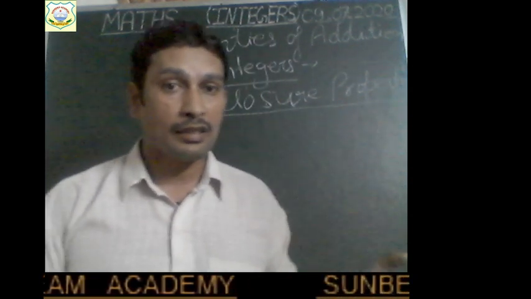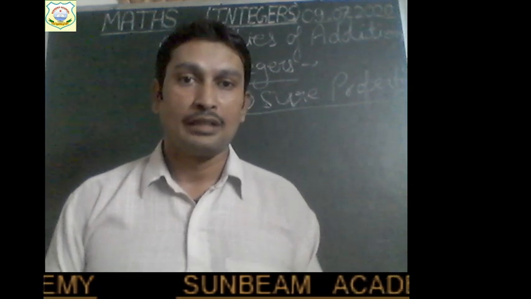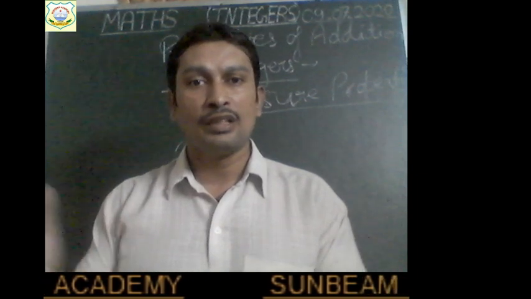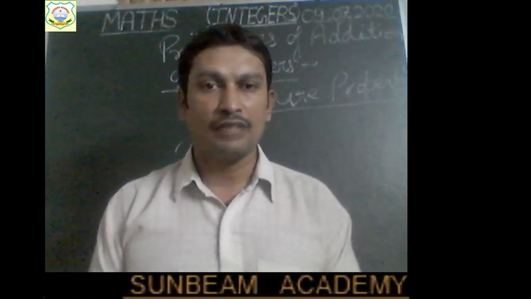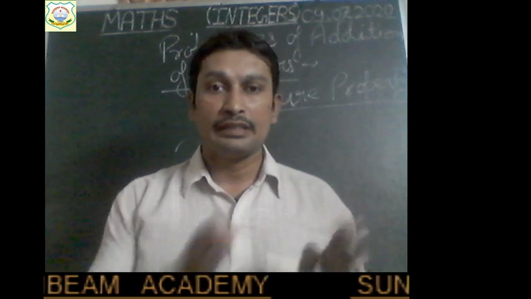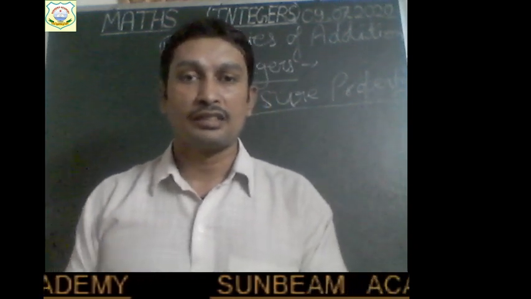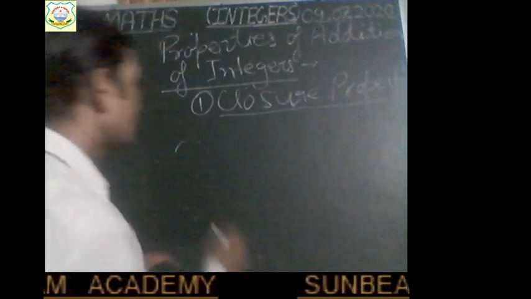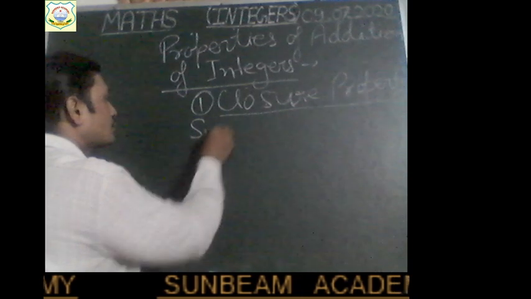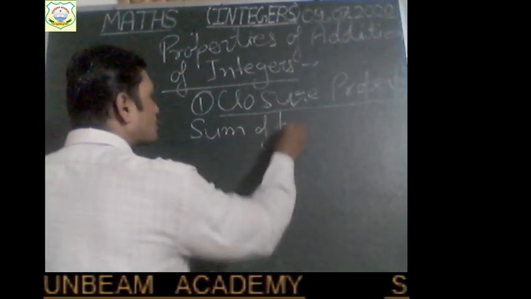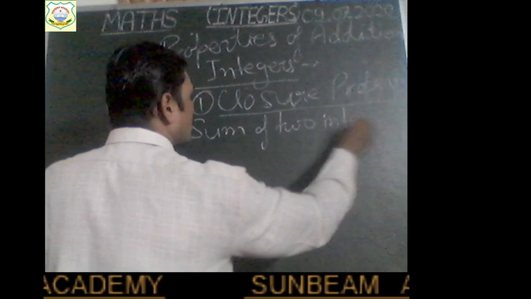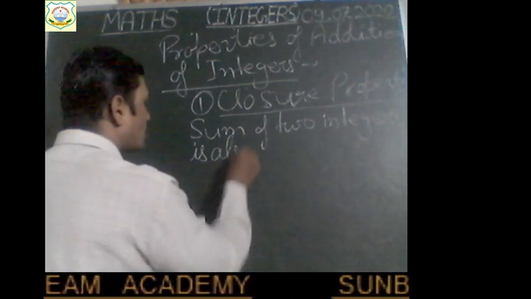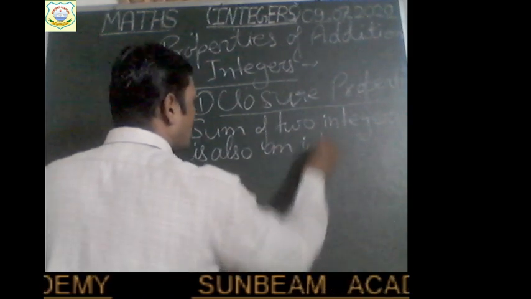We have discussed in the last chapter, in whole numbers also, I have told that a whole number added with a whole number results in a whole number. In the same way for integers, we say that an integer added with an integer results in an integer. This is the closure property. So what do we say? This property says that the sum of two integers is also an integer.